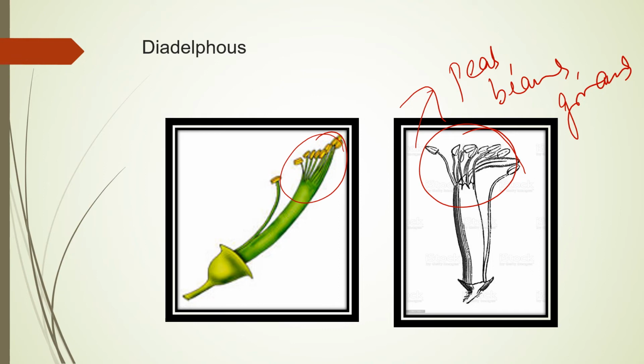So first we discussed monoadelphous, then polyadelphous, then diadelphous. Diadelphous means the filaments are in a bunch of 2. In polyadelphous, the filaments are united in bunches but the anthers are free. And monoadelphous is where the filaments are united while the anthers are always free, as in the hibiscus plant.